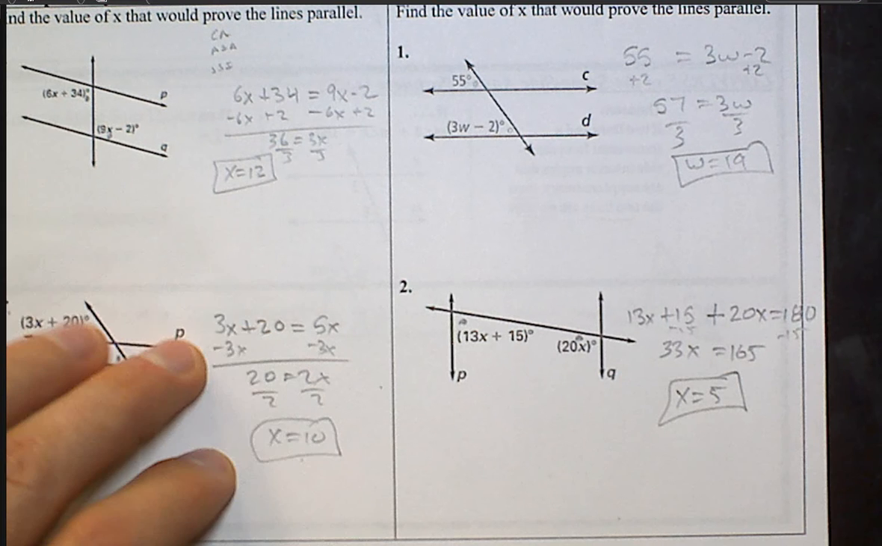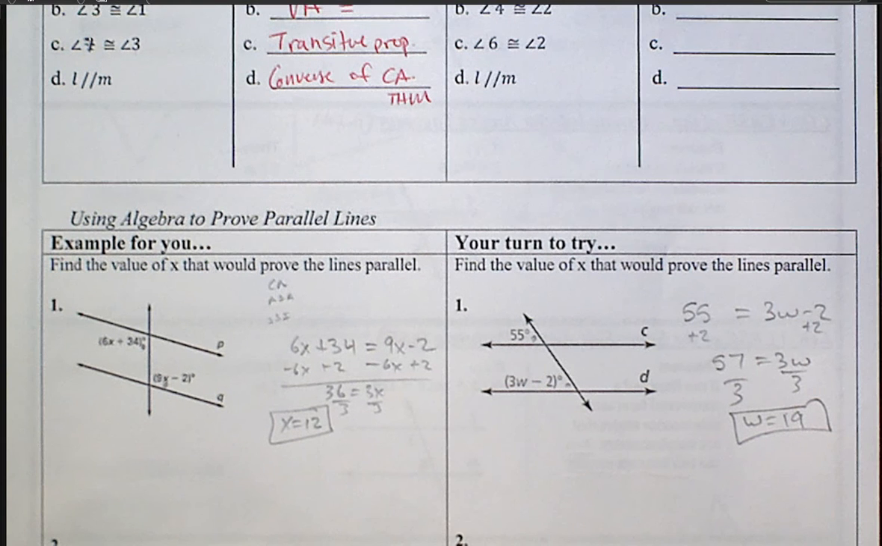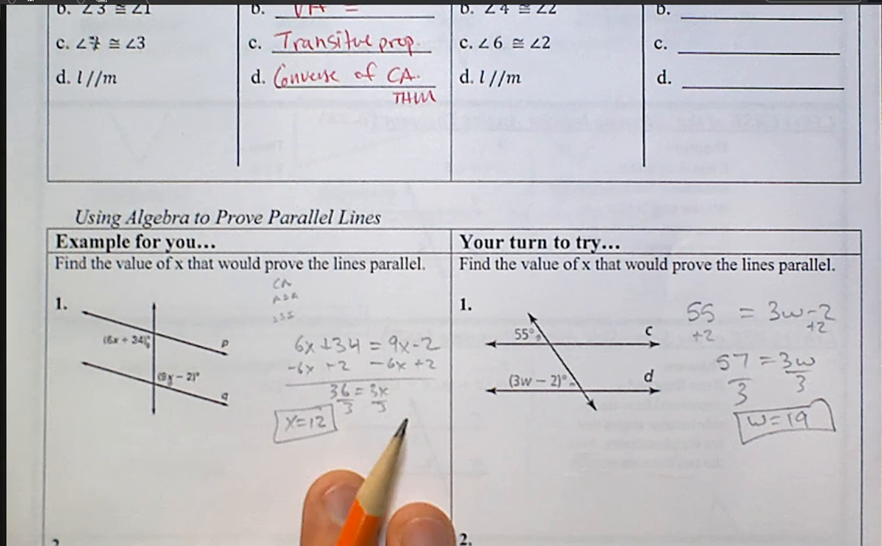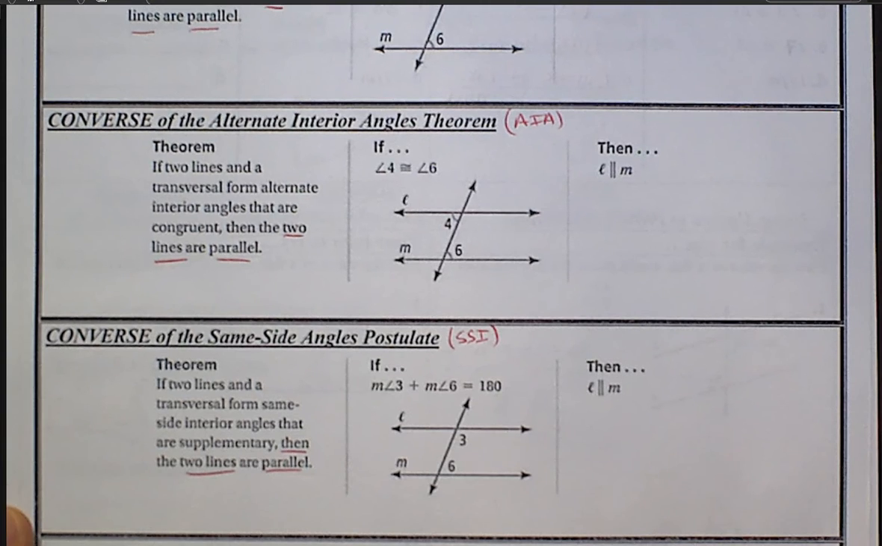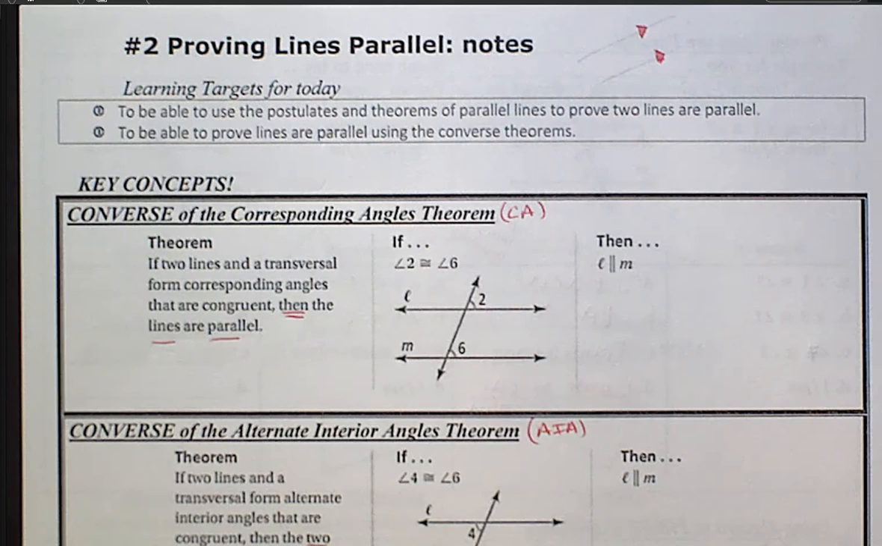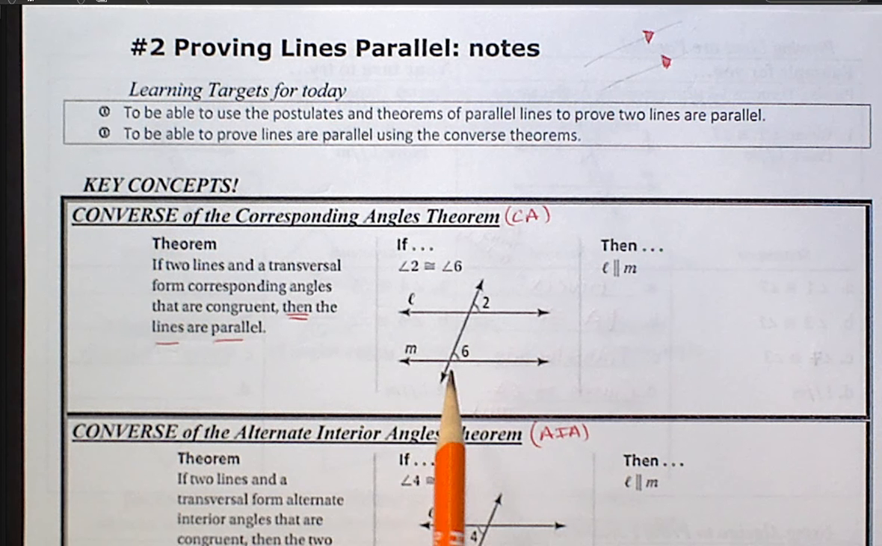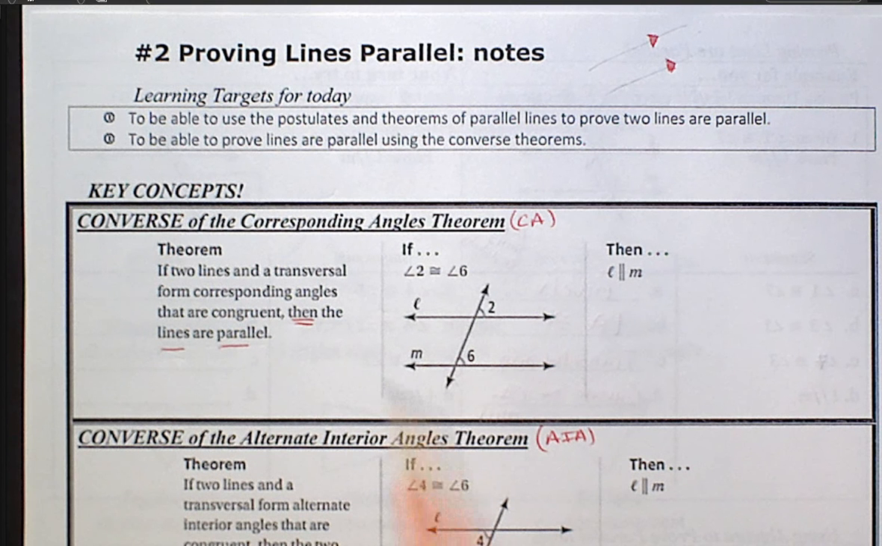So the problems you're going to do in your classwork today, obviously you can see are almost identical to what you did for classwork yesterday. The biggest thing that I can get across to you is that in today's lesson you're proving that two lines are parallel. You don't know that they're parallel to begin with. You're using your knowledge of corresponding angles, alternate interior angles, and SSIs to prove that.